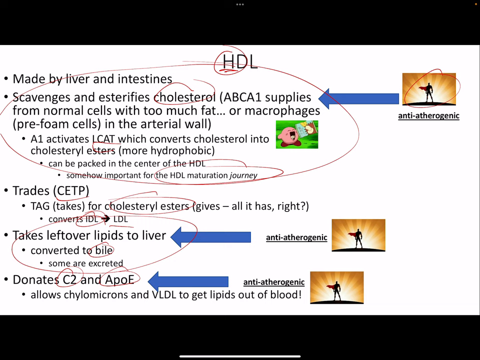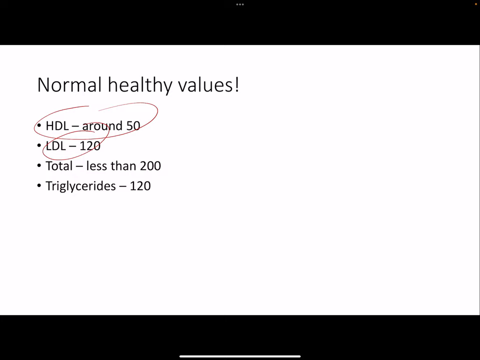So for these three reasons, maybe four, we can think of HDL as the H for healthier, H for hero. Normal values: HDL around 50, LDL around 120. Combined, we'd want it less than 200. But again, HDL is the good one, LDL is the bad one.